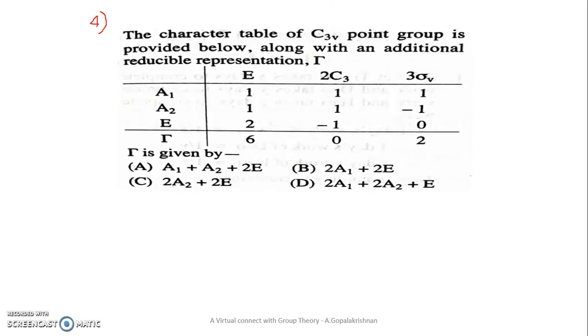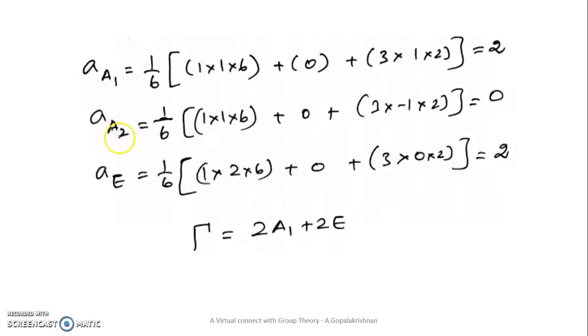Then see question number 4. The character table of the C3v point group is provided below along with an additional reducible representation. Some reducible representation is given. What we have to do? We have to reduce this and find out the correct option. As we proceed in question number 1, use the reduction formula and find out how many A1, how many A2, how many E are present in the given reducible representation. If you calculate, we get these results: for A1 we get 2, for A2 0, for E 2. So the reducible representation consists of 2A1 plus 2E.